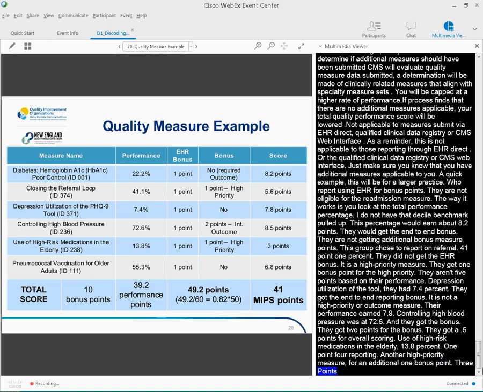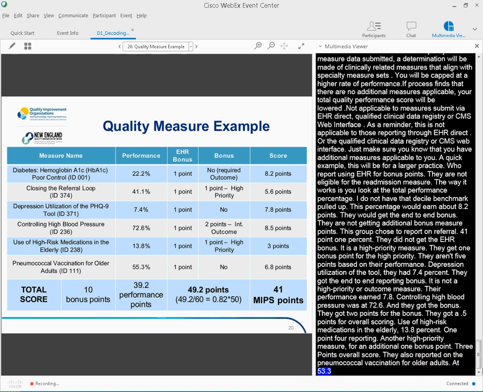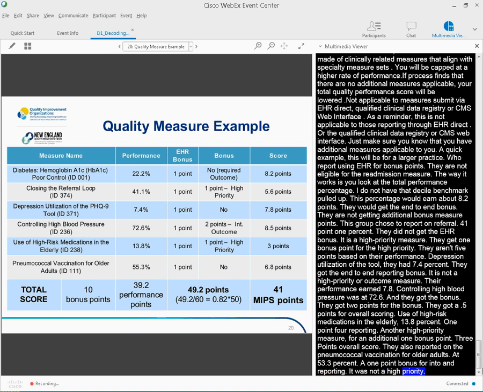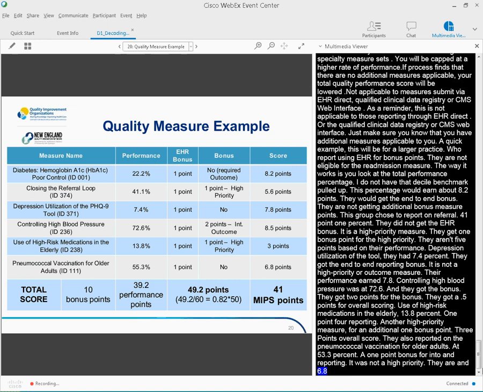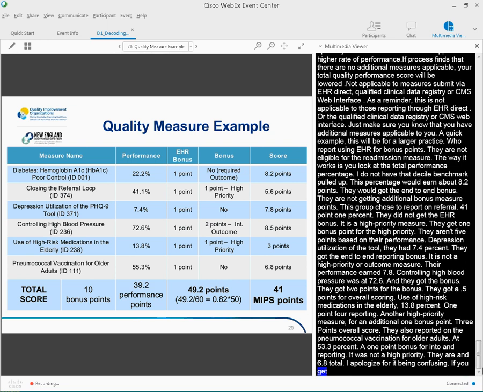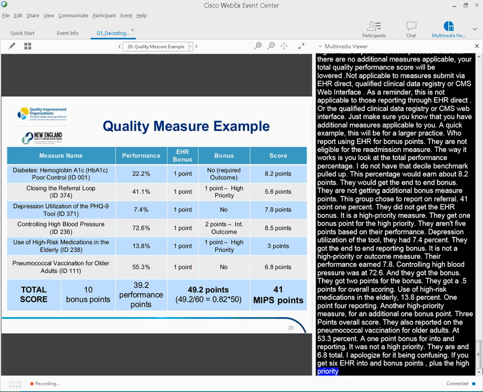And they also reported on the pneumococcal vaccination for older adults, which was at 55.3. Again, the 1 end-to-end reporting bonus point. It is not an outcome or high priority, so they didn't get any bonus points there. And they earned 6.8 points total. So, and I apologize for this being a little confusing. I'm going to jump over to the bonus points first at the bottom. So if you get the 6 EHR end-to-end bonus points plus the 4 bonus points they got for the 2 additional high priority and 1 additional intermediate outcome, that gives them 10 bonus points.